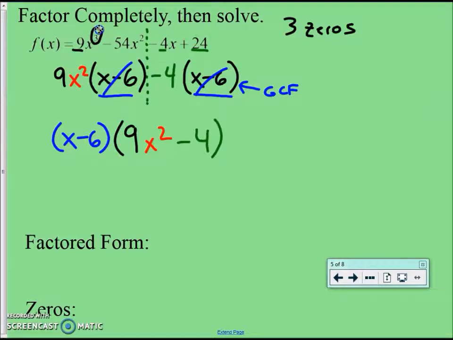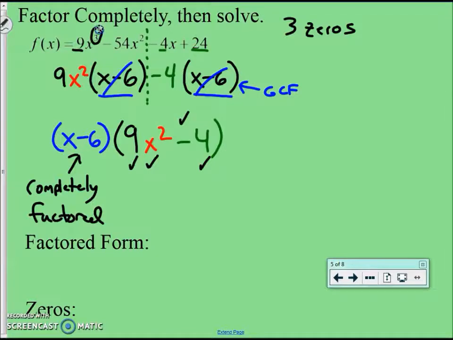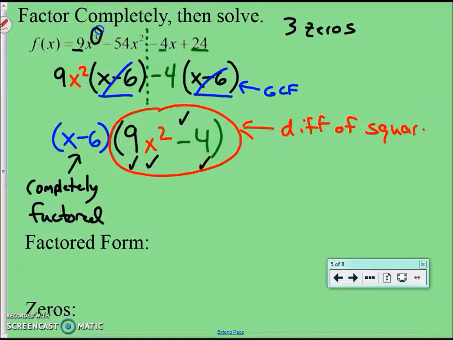And I should be happy to go on to my factored form, but I should just wait and make sure that everything is completely factored. x minus 6, that's completely factored. And I look at 9x squared minus 4. Well, 9 is a perfect square. x squared is a perfect square. 4 is a perfect square. And this is a difference. So this term here, 9x squared minus 4, is a difference of squares. And therefore, it can be further factored.